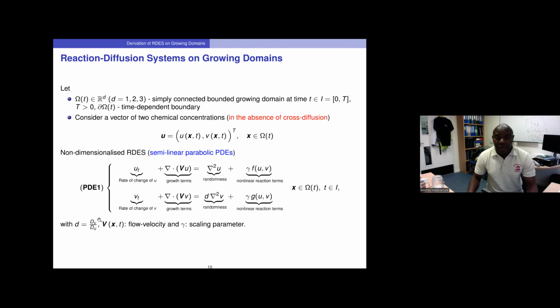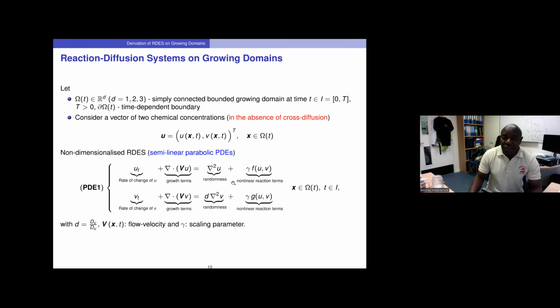And again, I should mention that this D, generally from Turing theory, should be positive, also bigger than 1. Gamma is a scaling parameter that's associated to the length scale. F and G are reaction terms. That's where U and V only react and interact. Everywhere else they don't, unless you introduce cross-diffusion. And I will illustrate that in the end.